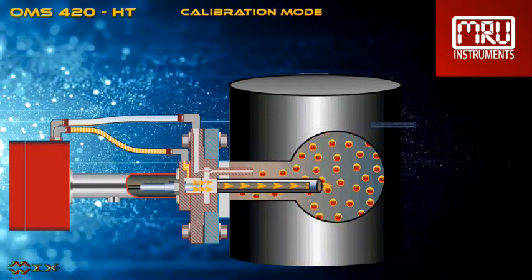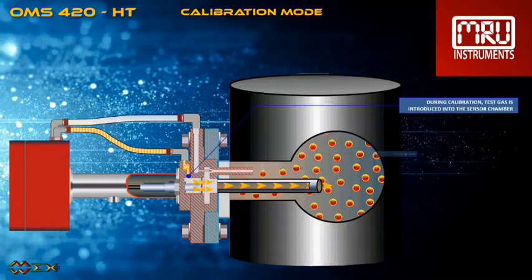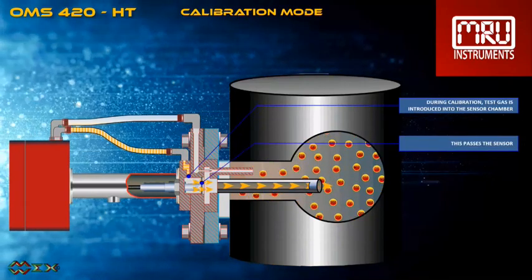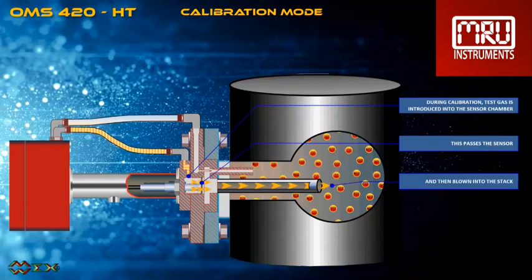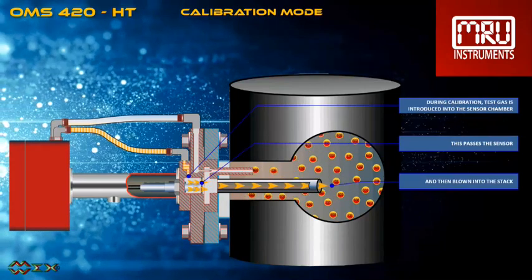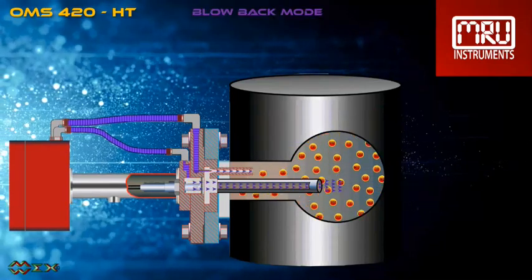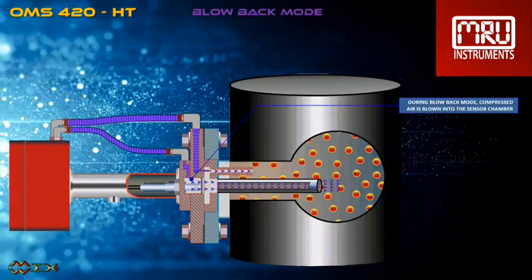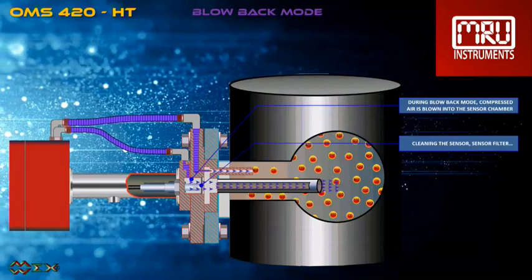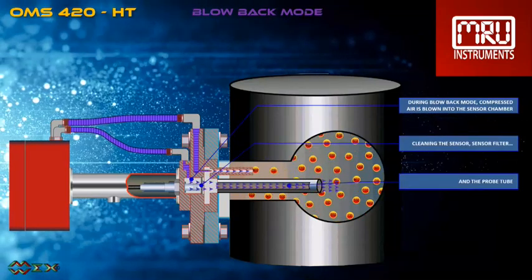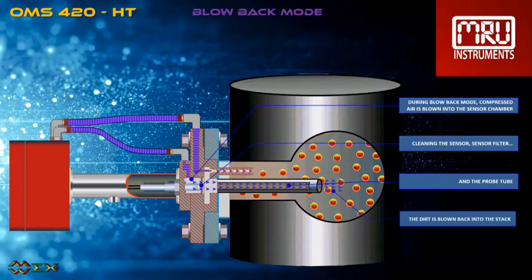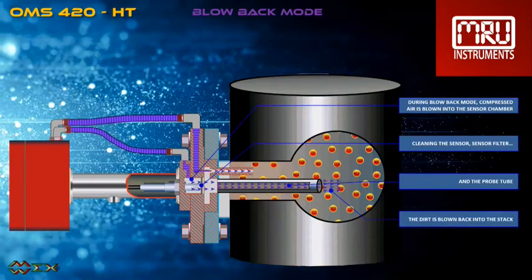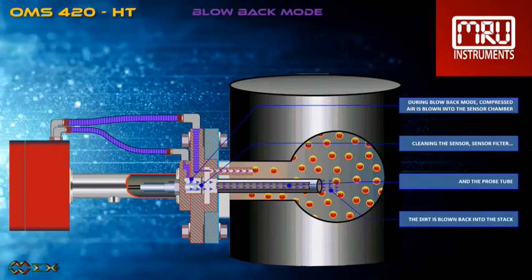During calibration, test gas is introduced into the sensor chamber. This passes the sensor and is then blown into the stack. The calibration intervals are user-definable. During blowback, compressed air is blown into the sensor chamber, cleaning the sensor filter and the probe tube. The dirt is blown back into the stack. The blowback intervals are user-definable.